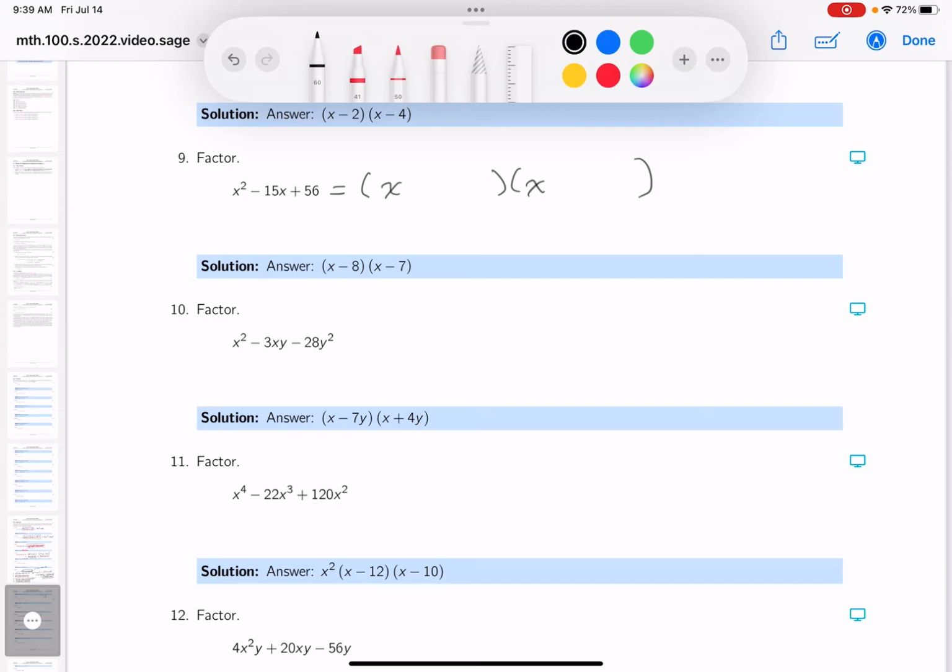But looking at the 56, it is more challenging, all right? And 56, I'm going to say it looks maybe 8 and 7. I'll write that down for you. Minus, minus. But I always say, I wonder if it's true.